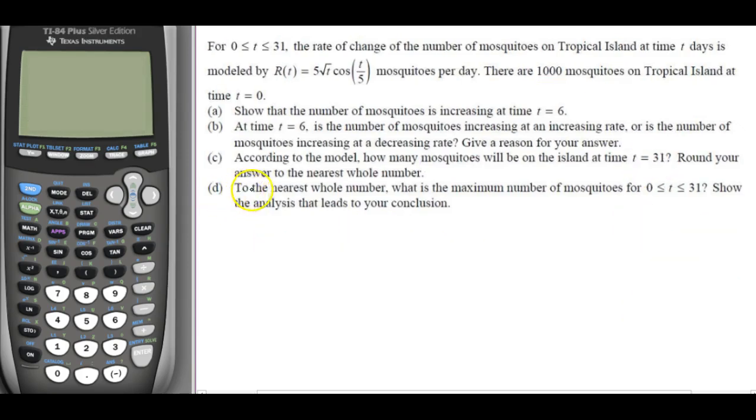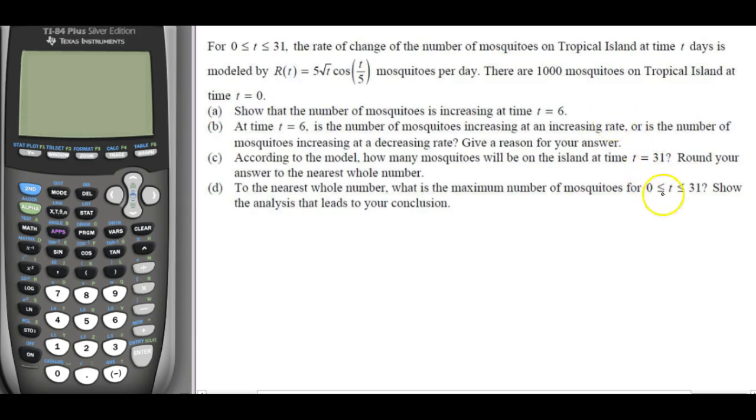And finally, part D. To the nearest whole number, what is the maximum number of mosquitoes for times t between 0 days and 31 days? Show the analysis that leads to your conclusion. So we're trying to figure out what was the maximum number of mosquitoes at a particular time on the island. What was the most there ever was? So we know how many mosquitoes there were on the island at time 0 to begin with. So this is a closed interval, so I would need to determine how many there were at time 0.